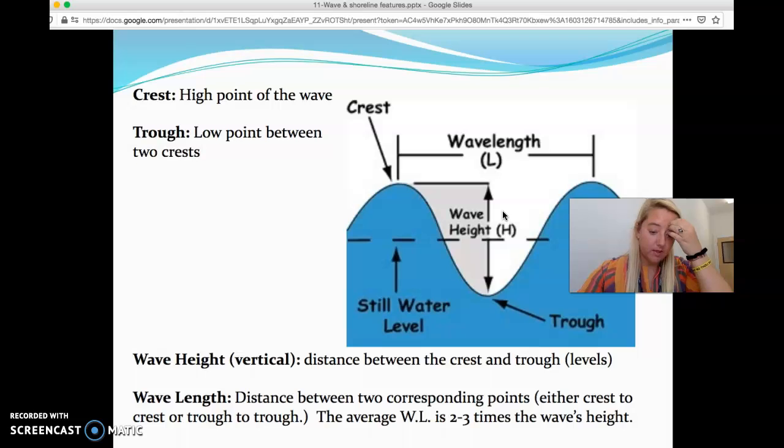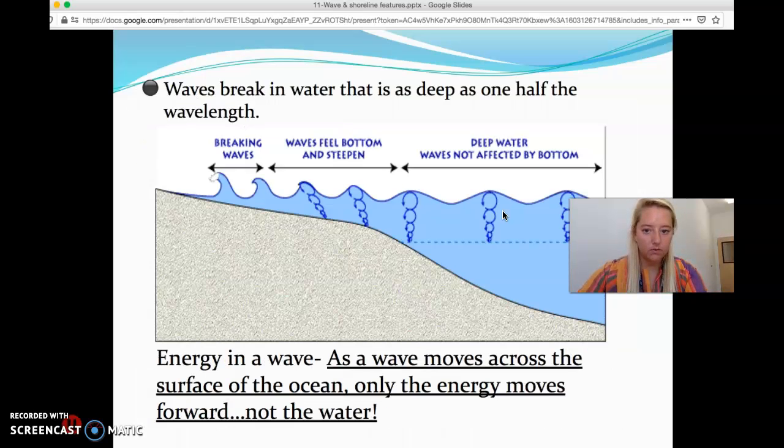The average wavelength is about 2 to 3 times the wave's height. So there's a general relationship between wavelength and wave height, but that's not as important to know as just the general definitions there. Remember, trough is low, crest is high. Wavelength is the distance between 2 points of a wave, either 2 crests or 2 troughs. Waves break in water that is as deep as 1/2 of the wavelength.